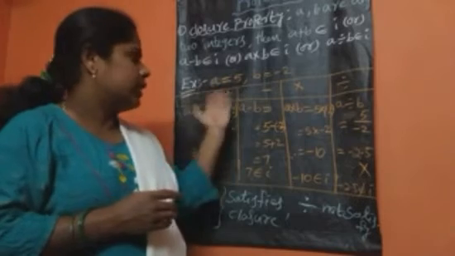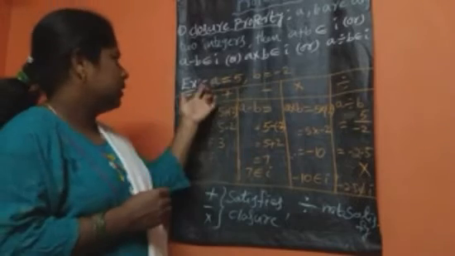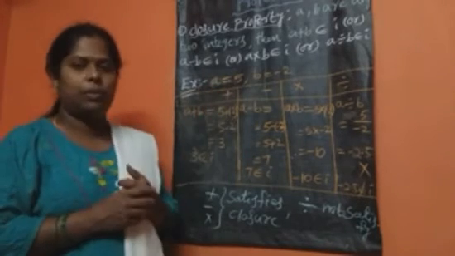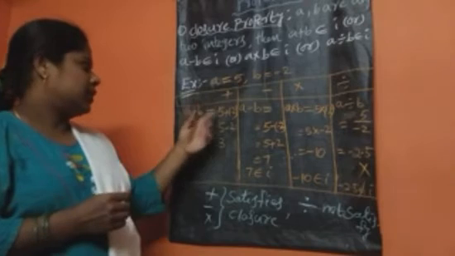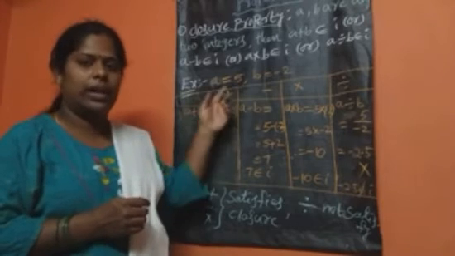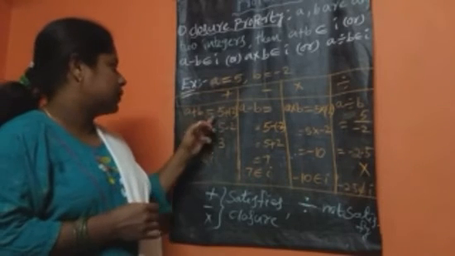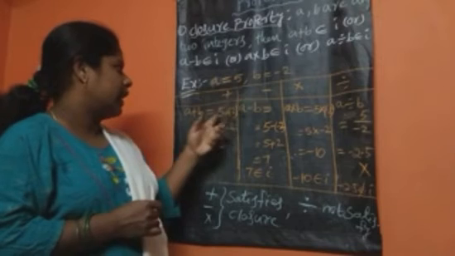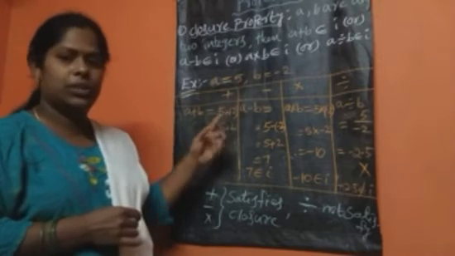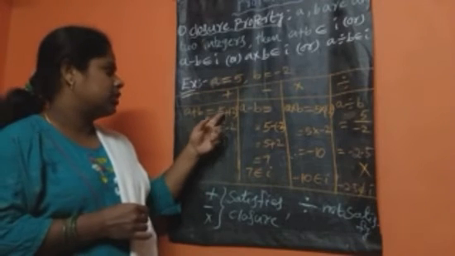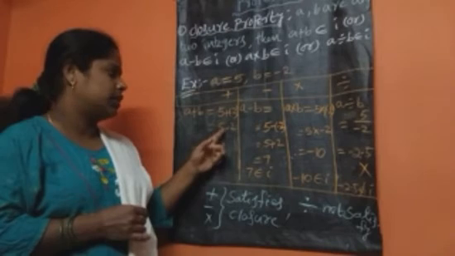So there is one example. What is that? A is equal to 5, B is equal to minus 2. So first of all we have to check under addition. So A plus B is equal to, so we have to take A as 5 and B as minus 2. 5 plus minus 2. That means 5 plus half minus 2 will become minus.